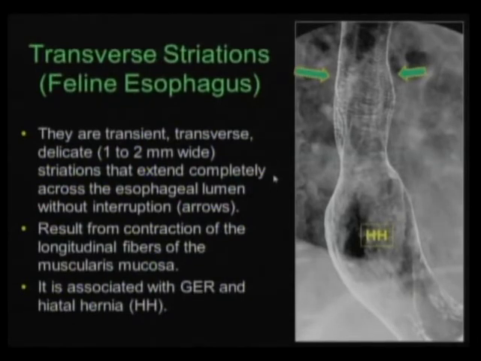What are the other findings when we perform the examination, findings of gastroesophageal reflux, indirect findings? Well, one of the findings is the transverse striations that we call feline esophagus. They are transient. This is a way to differentiate from other linear abnormalities that you will see later, okay? They are transverse, very subtle, 1 or 2 millimeters, and extend from one side of the wall to the other side. So the whole circumference without interruption.